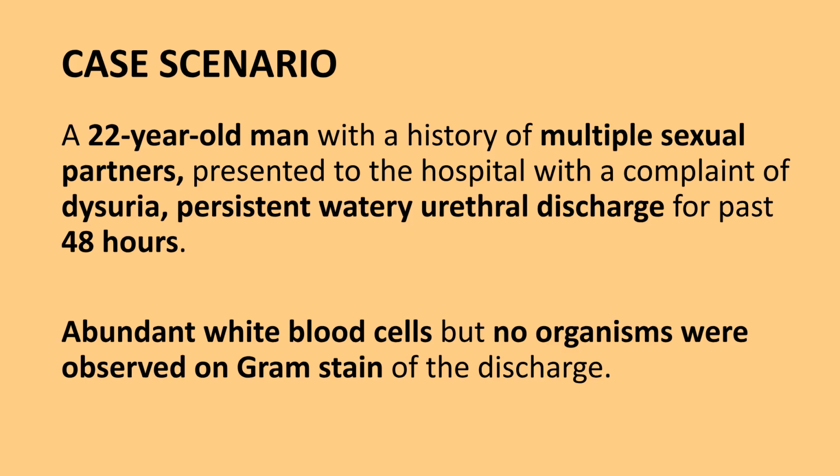Now here's the critical diagnostic clue in this case. When the laboratory performed a gram stain of the urethral discharge, they observed abundant white blood cells but no organisms. This finding is highly suggestive of chlamydial infection. Let me explain why this is so important.